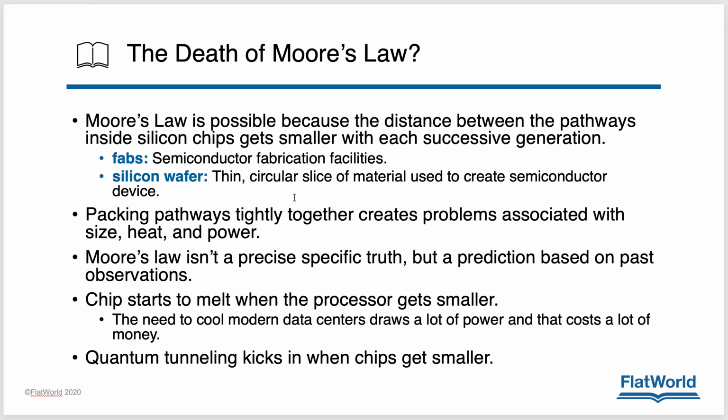Moore's law is a rule of thumb. It's not a universal dictum or law. And while it was probably accurate in the 60s, 70s, and 80s, it probably is not so accurate today. Chips start to melt when they get smaller because the flow of electricity creates heat. That's called resistance. That's what resistance does. Everything doesn't flow efficiently and freely. Fiber optics is probably better for that. They need to cool modern data centers, and that draws a lot of power and costs a lot of money.